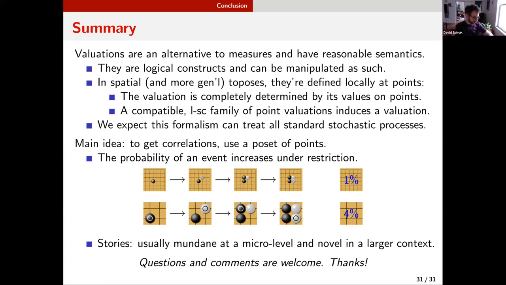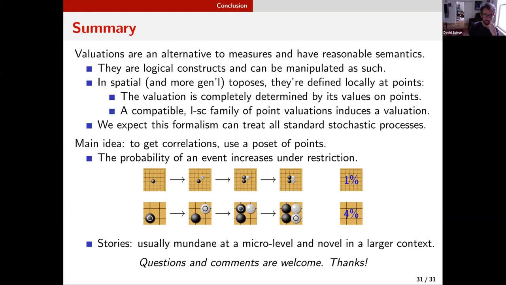So to summarize, valuations are alternative to measures and they have reasonable semantics. They're logical constructs and can be manipulated as such. And in spatial toposes, ones that satisfy the axioms we said, but also more generally, valuations are locally determined at points. There's this technical condition about compatibility and local semi-continuity of the point valuations and how that induces a big evaluation globally.